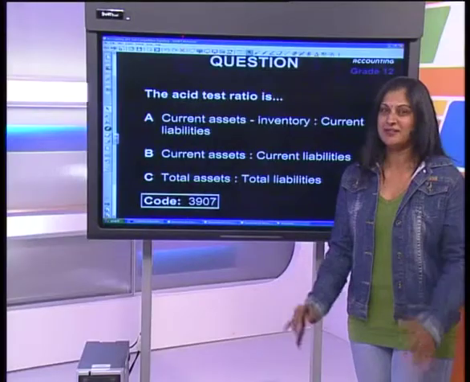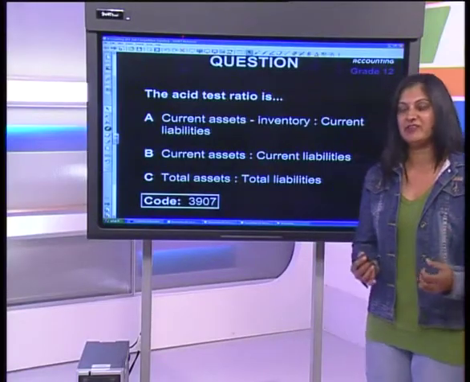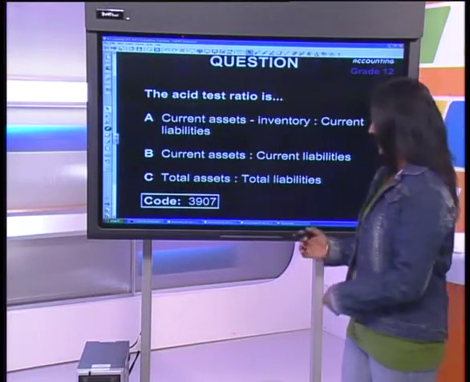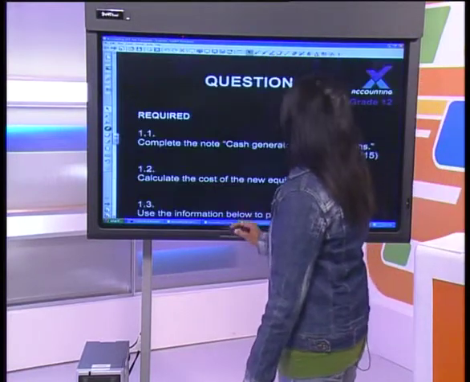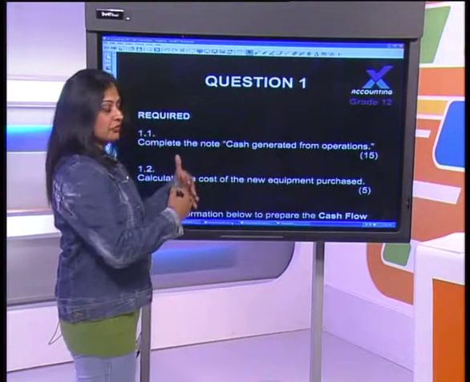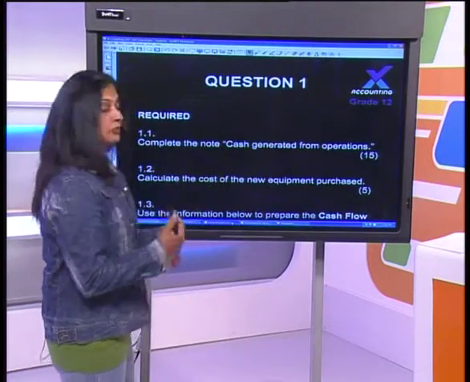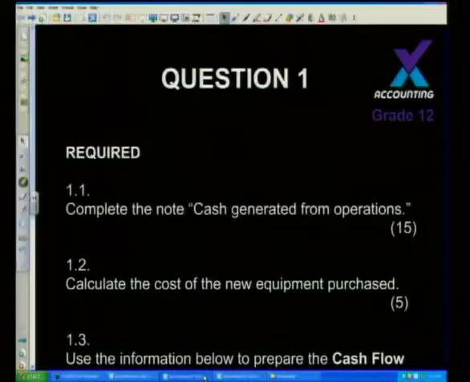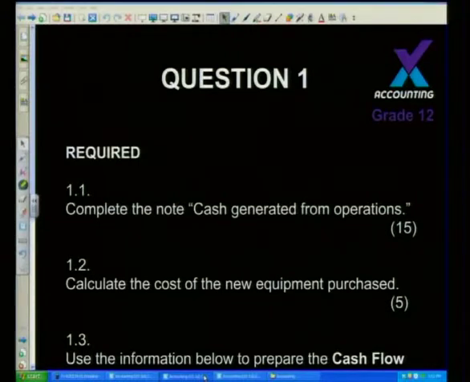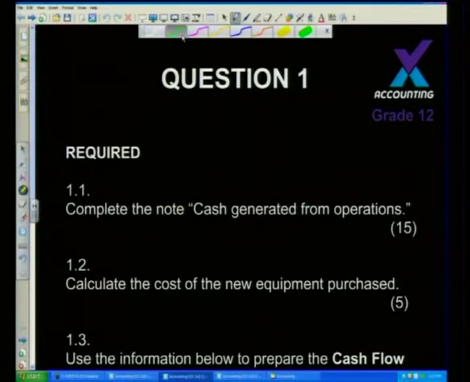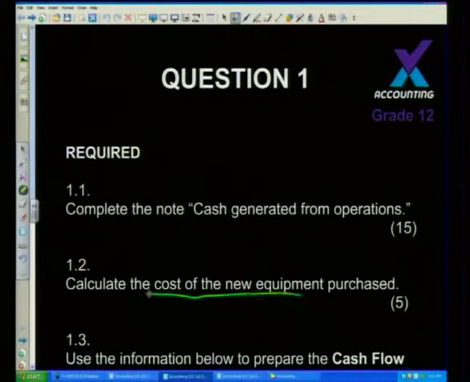Okay. Thanks, Ty. Guys, let's not waste any time. Let's start straight with this cash flow question. So let's go to our question. Very quickly, I'm just going to go through the question with you so you know exactly what we're going to be working on. The required: complete the note, cash generated from operations, for 15 marks. Then we're going to be looking at calculate the cost of new equipment. Calculate the cost of new equipment purchased for 5 marks.